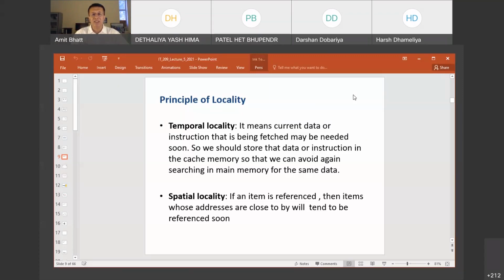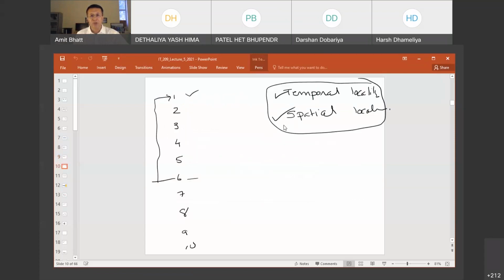And spatial locality is that when you have written a program, normally it descends step by step. After instruction number 1, it is instruction number 2. After 2, it is number 3 and 4 and so on. So this is what we drew last time. These two things, temporal locality and spatial locality, help us a lot in designing our cache memory.